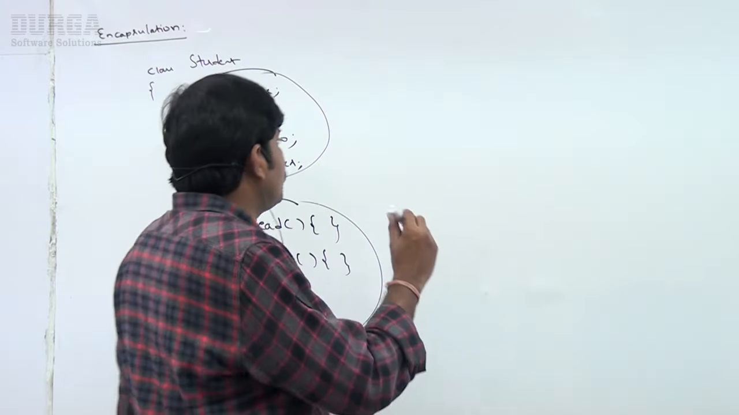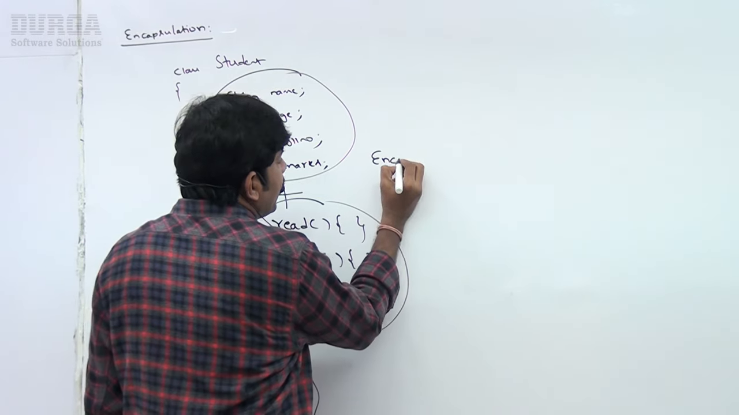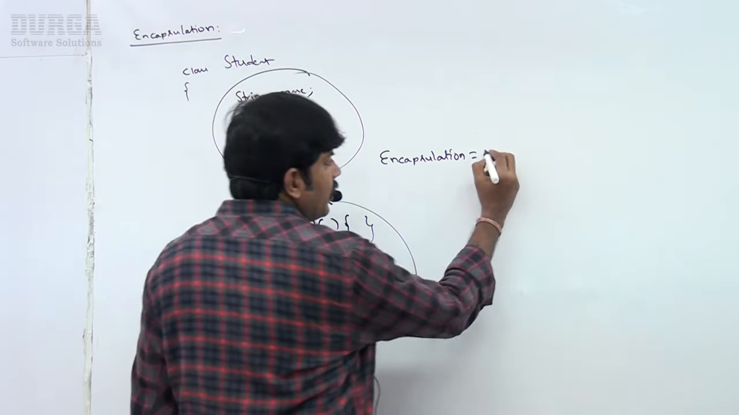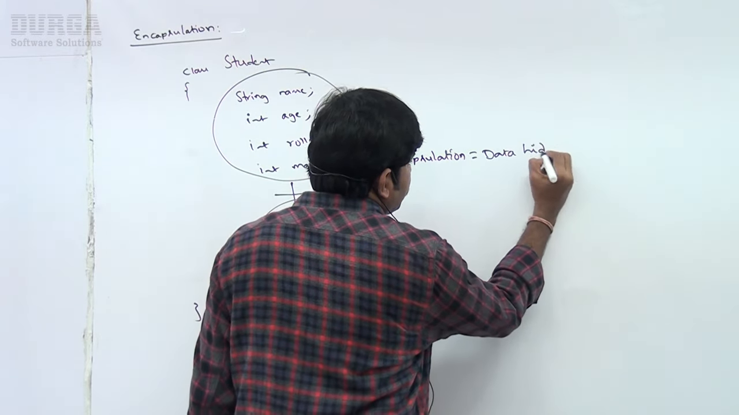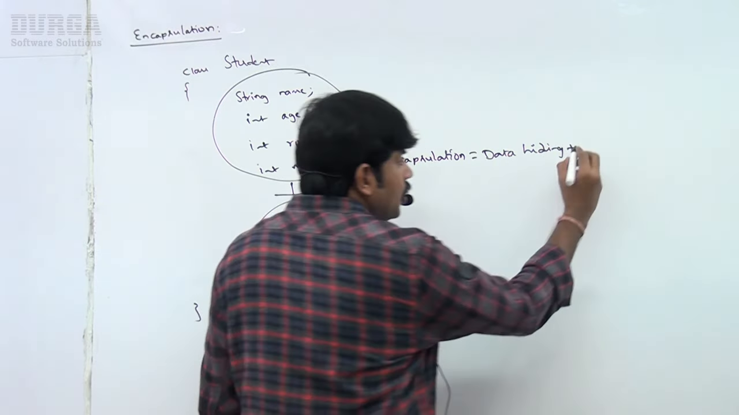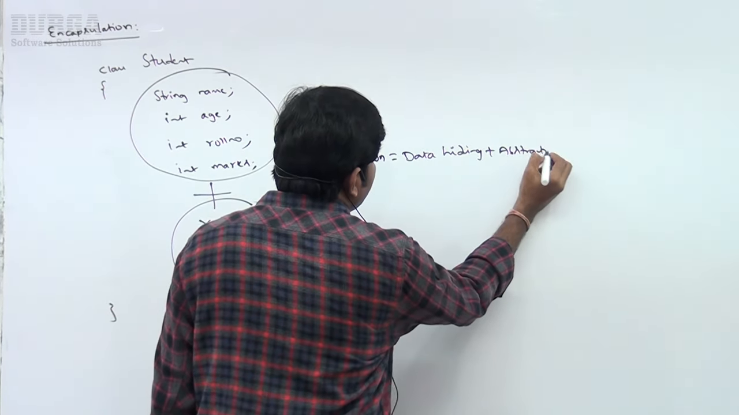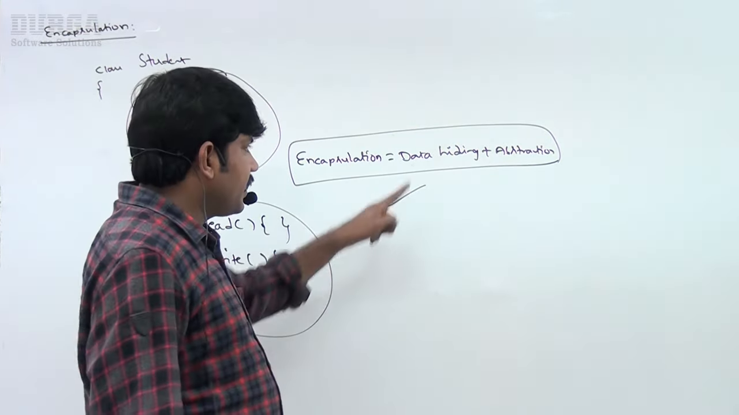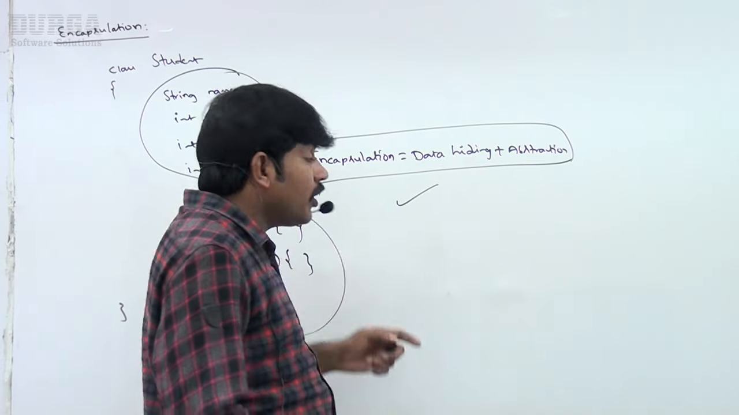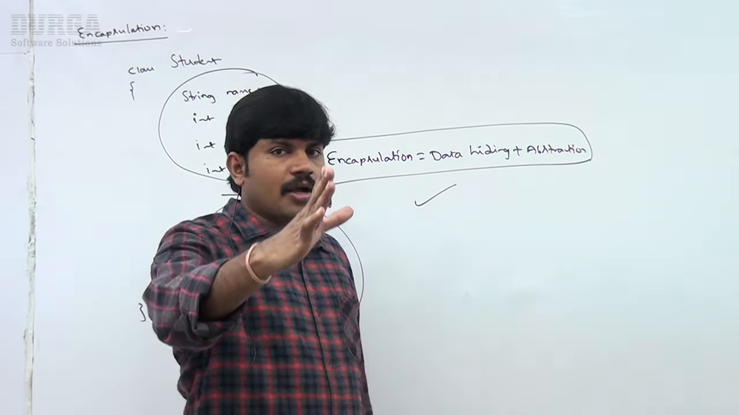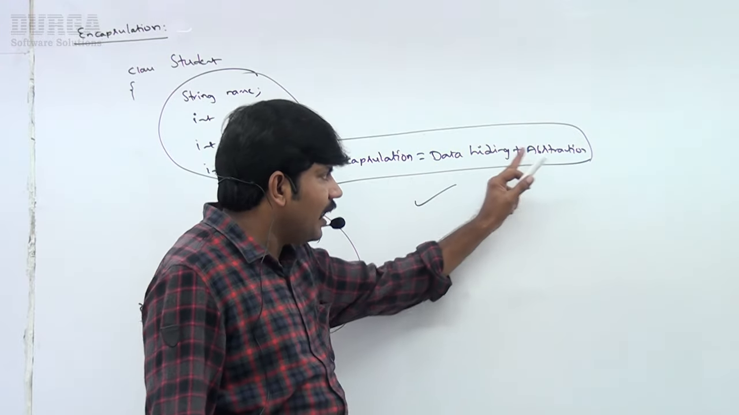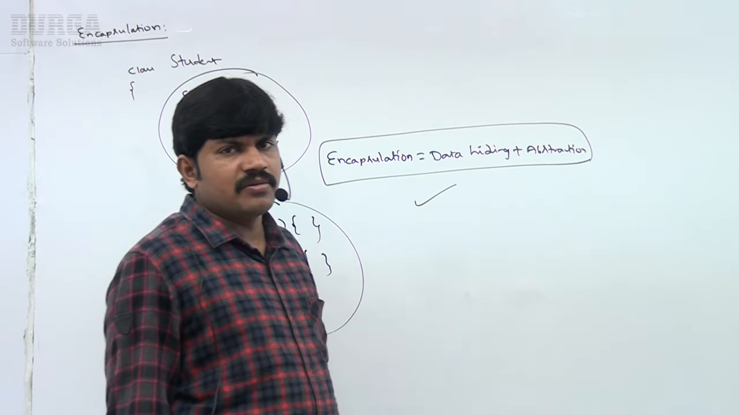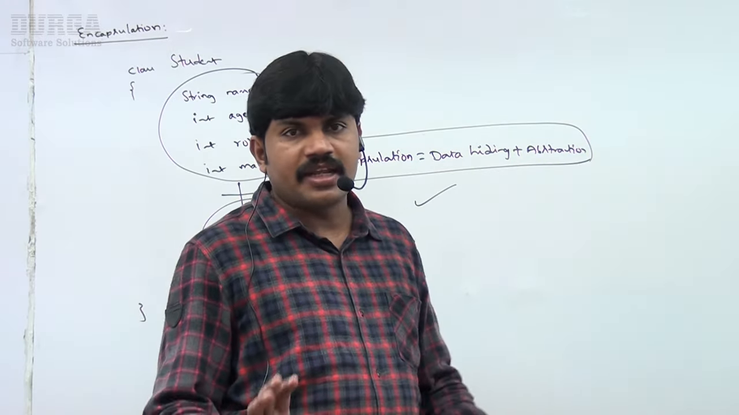Sir, now observe that I can use the word encapsulation. Encapsulation is equal to data hiding plus abstraction. Data hiding plus abstraction itself is encapsulation, right? So if any component follows data hiding and abstraction, that is nothing but encapsulation. Theoretical, okay. Sir, can you please explain a small, chota program to demonstrate this encapsulation, right?